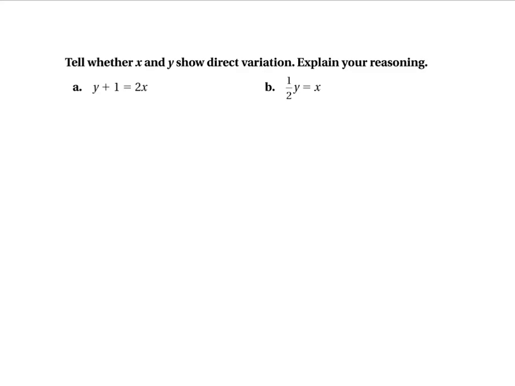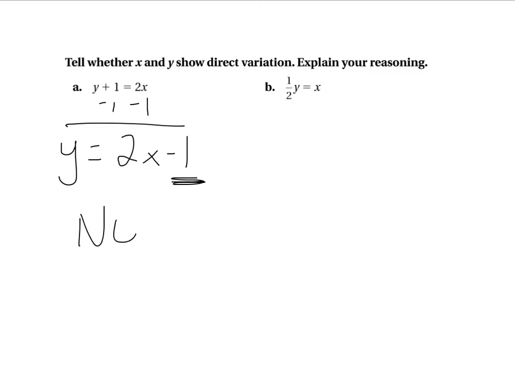Okay, tell whether x and y show direct variation. I can just go ahead and look at this and know that y equals 2x minus 1. Because of this minus 1, I know that it will not cross through the origin. So this is not direct variation.